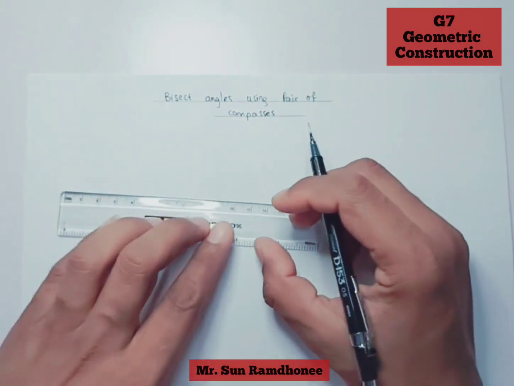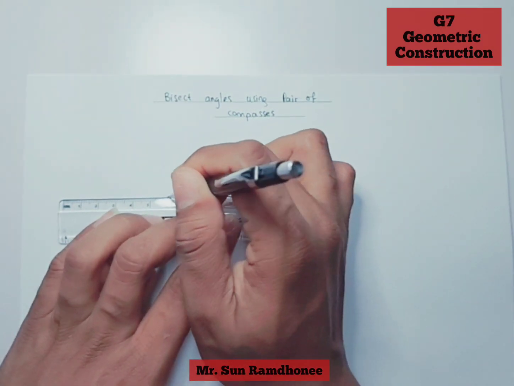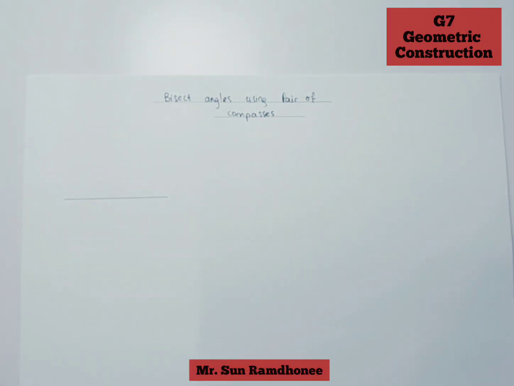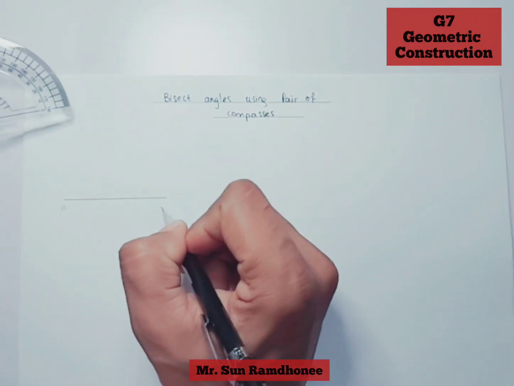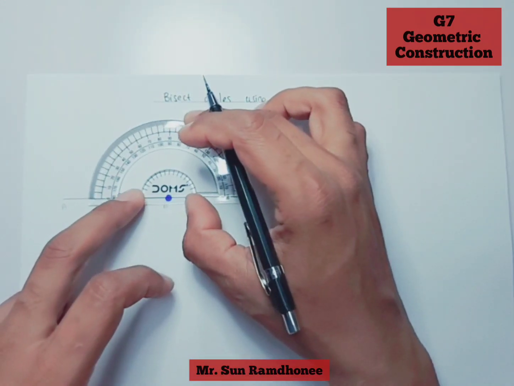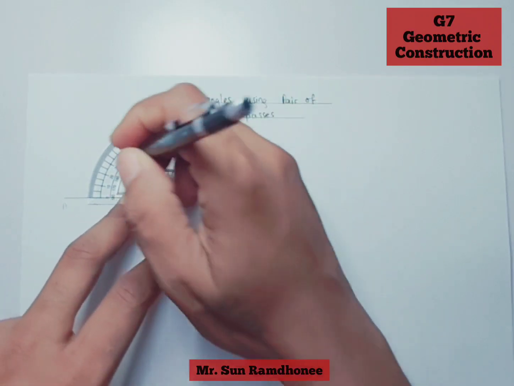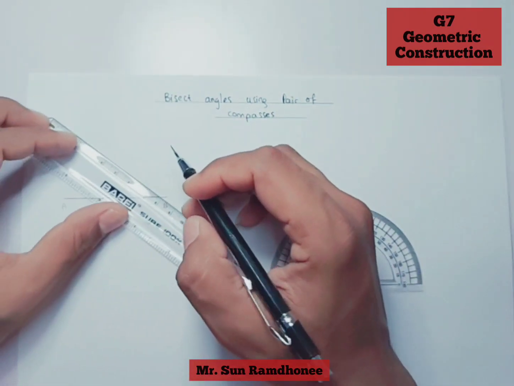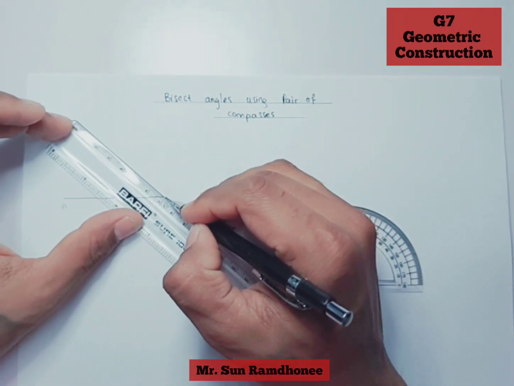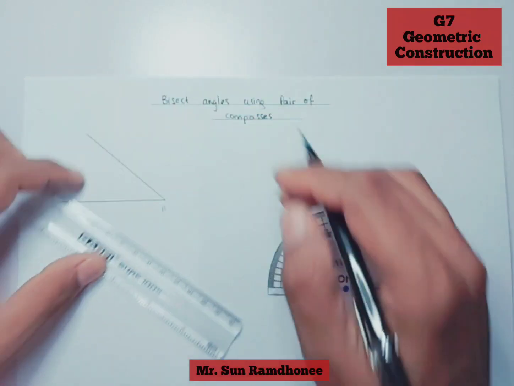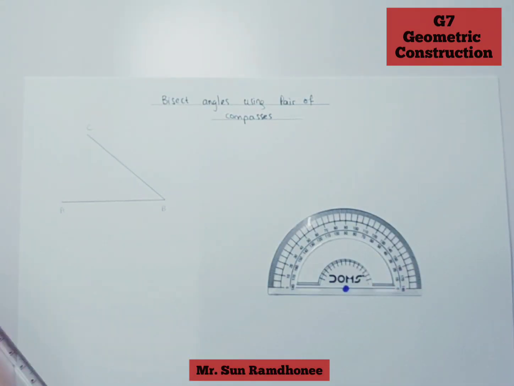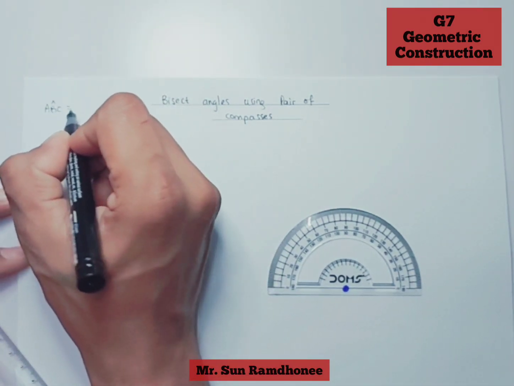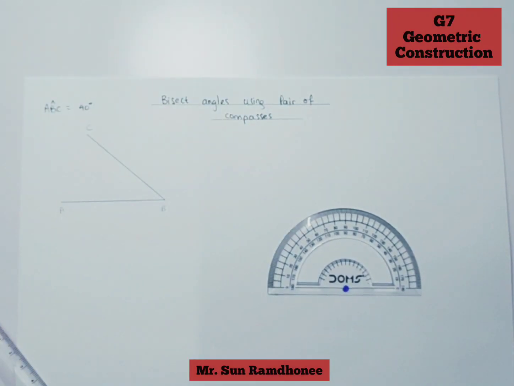So first of all, we are going to draw an angle which will be equal to 40 degrees. This is line AB. We use our protractor, and then at 40 degrees I put a dot, and then I use my ruler to draw this line, and this would be point C. So ABC is equal to 40 degrees. How do I bisect it?